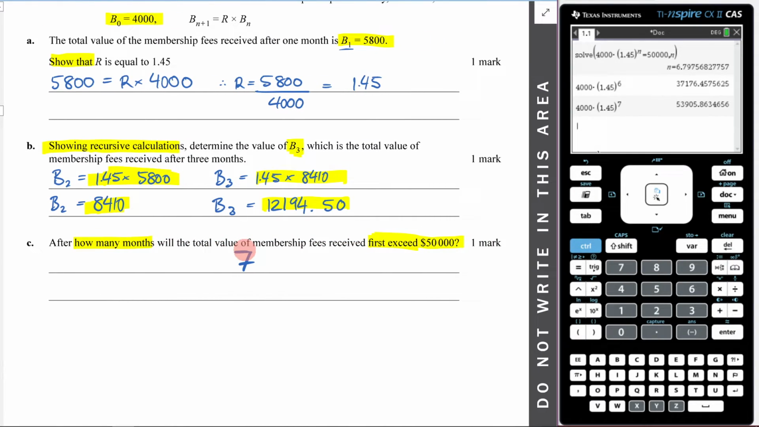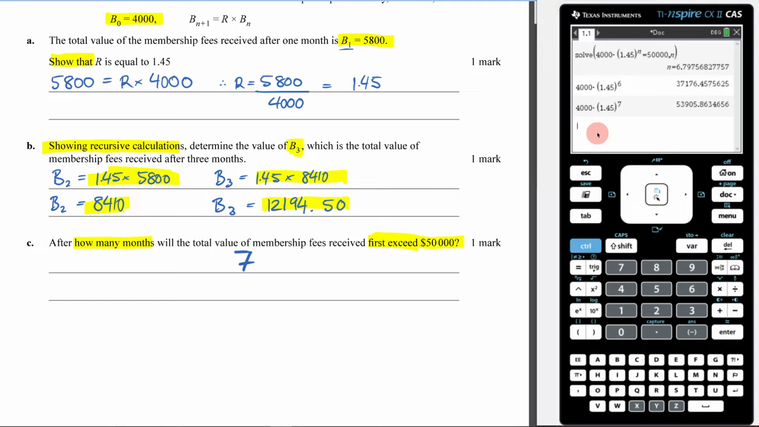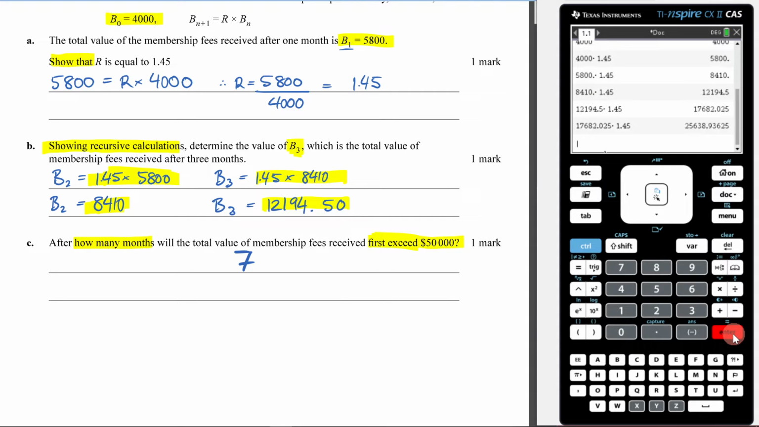The other way to go about this is, instead of using a general rule, you could instead do this. You could go 4,000, hit enter, and then hit times 1.45. And then you could go, all right, 1, 2, 3, 4, 5, 6, 7. Once you get to 7, you're over 50,000. So you could do it that way as well.